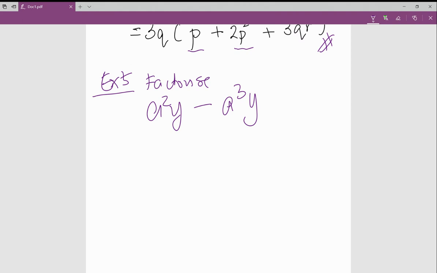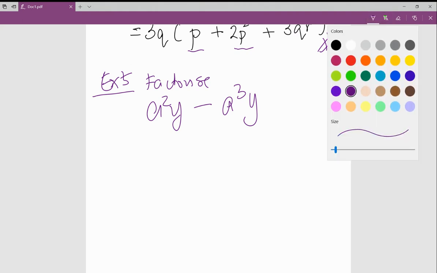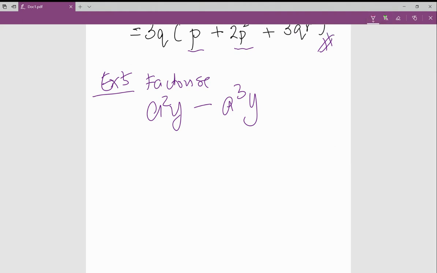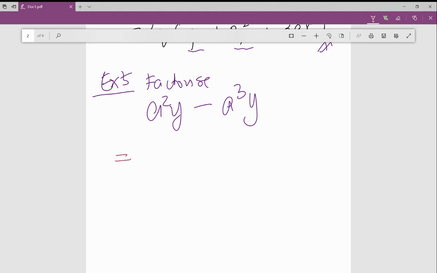Okay, good. I'm going to give you the answer right now. You still have time to pause if you want to practice and need more time. I can bring a squared y out, and I'm left with 1 minus a.